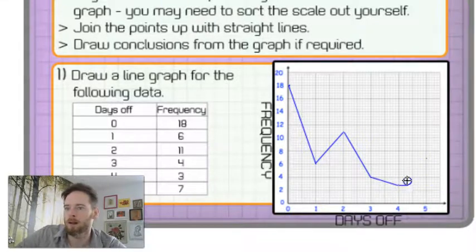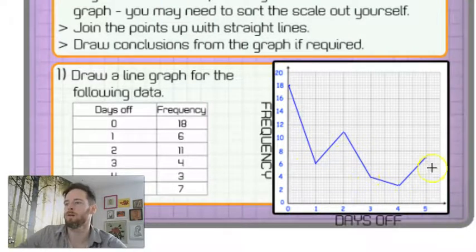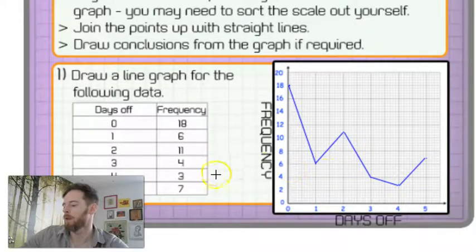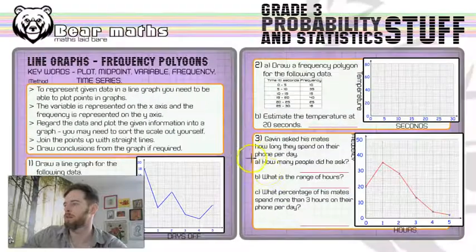Just about gets to that one, and then that last one seems to have disappeared. Don't know why, but there we go. So there's my line graph that I've drawn according to the data that I've been given. Happy days, good times. Right, not the most complicated of examples, but the first question never is.